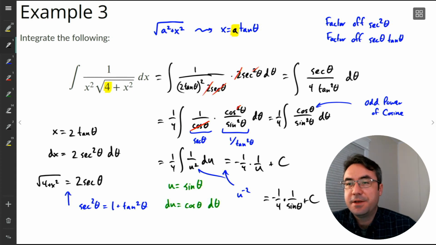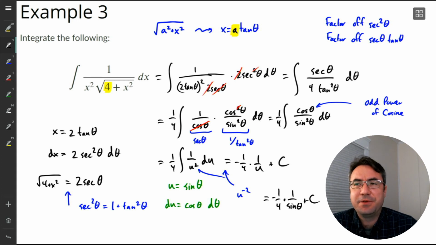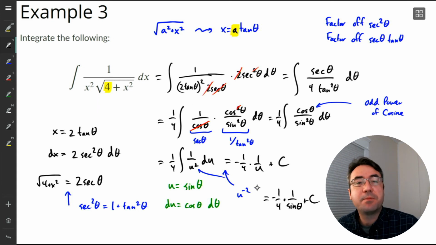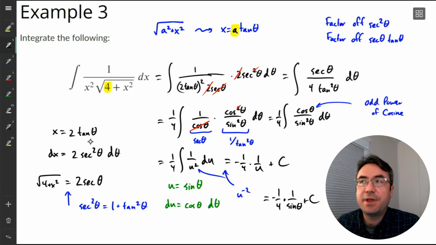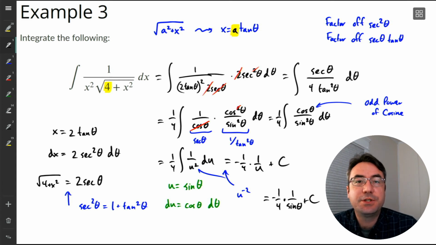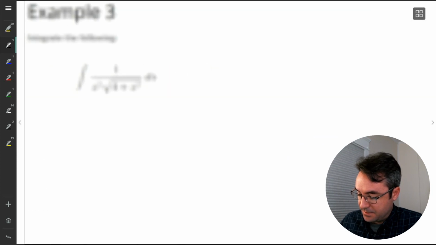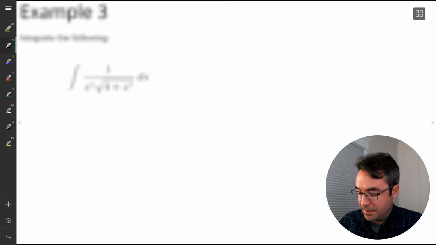All right, so there we go. There's our antiderivative so far. We still have to get back to our original variable. So far we've done all of this. We did a u substitution. We converted back from that, but we still have to convert back from our original trig sub. So let's try that now.